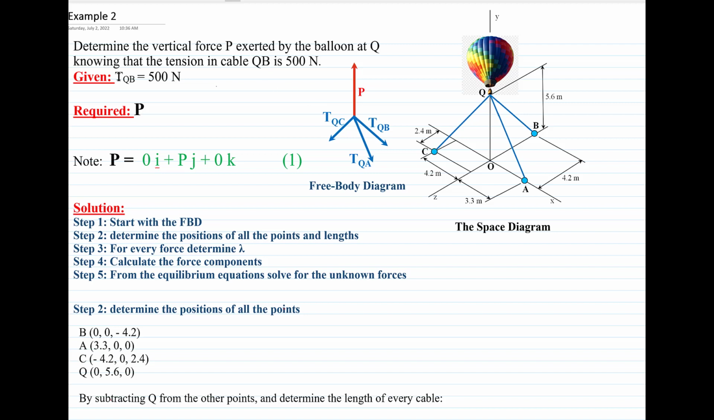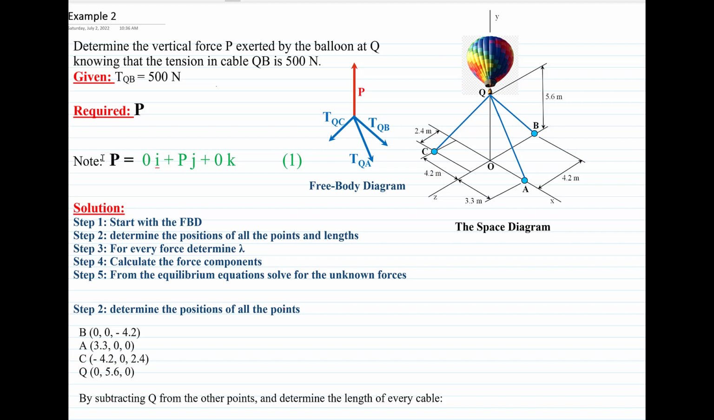The condition given is that the tension in QB is 500 newtons. So that gives me the magnitude of the cable. So I know the magnitude and direction for cable QB. I know the direction only for QA, the direction for QC, and the direction for P. So now we need to determine what are the tensions in QA and QC.